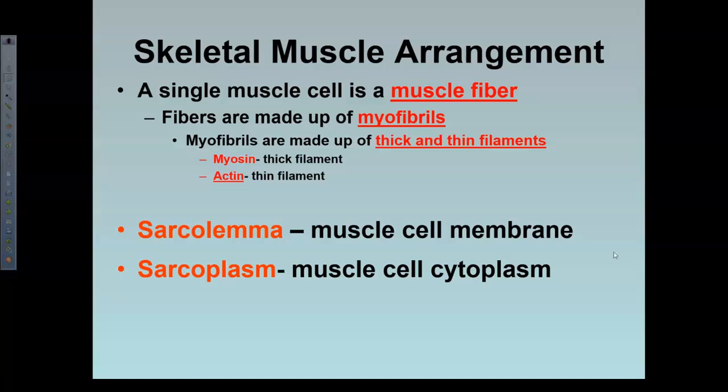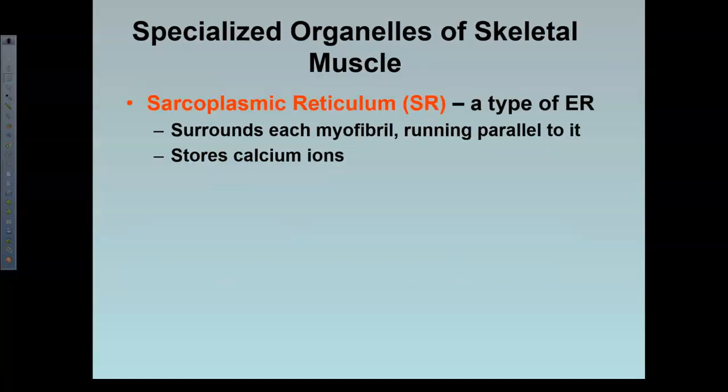Remember, there's a smooth ER and the rough ER. Inside a muscle, it is an endoplasmic reticulum, but it's called sarcoplasmic reticulum. And we are going to be calling that for short the SR, because sarcoplasm, just like we used to say ER, so we're going to call it the SR. And basically, the SR surrounds the myofibrils. It's going to run parallel to it, and there's a bunch of them.